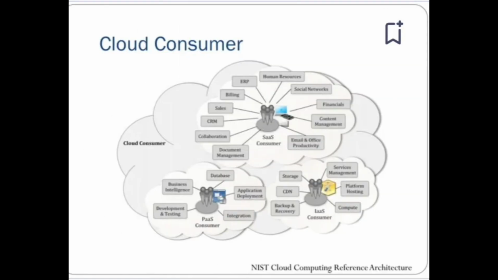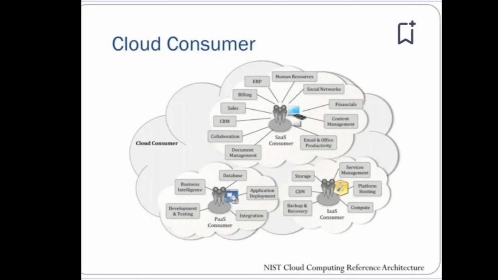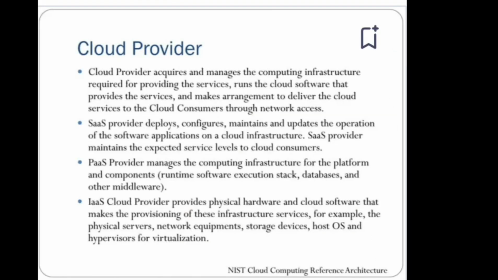Cloud consumer. This diagram defines different parts of cloud consuming, just like ERP, human resources, social network, content management, email or office productivity, document management, CRM, compute, backup or recovery, CDN, platform, hosting, service management, storage, PaaS. These diagrams define different types of cloud consuming.